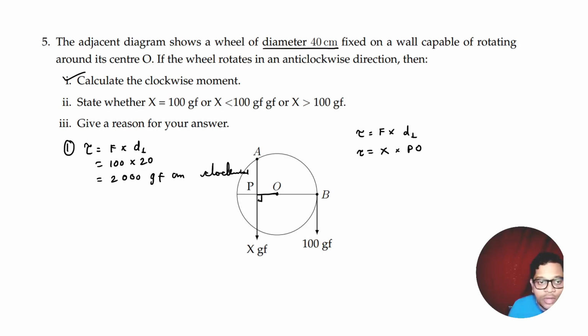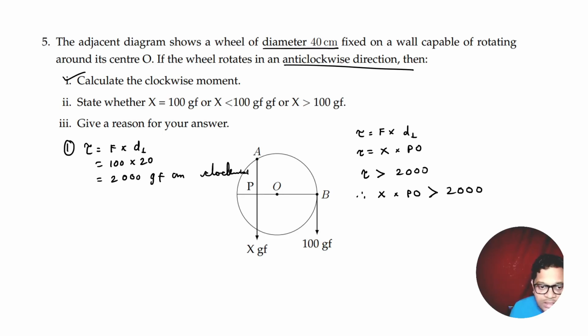Now because it says that the torque is anti-clockwise, this particular torque has to be greater than 2000, because the clockwise is 2000, and if the wheel has to turn anti-clockwise, the anti-clockwise torque has to exceed 2000. Therefore, x multiplied by PO has to be greater than 2000. Now one thing we know, that this particular distance is equal to 20. So therefore PO has to be less than 20.